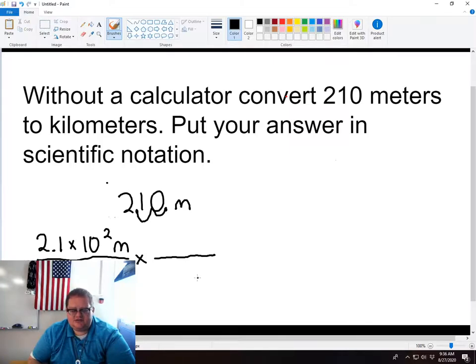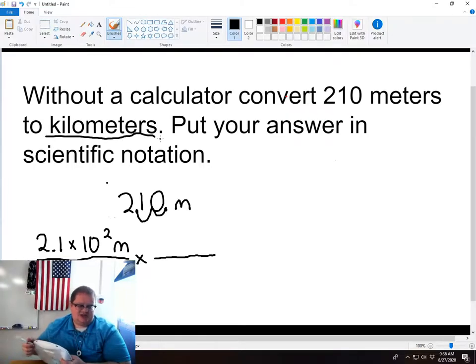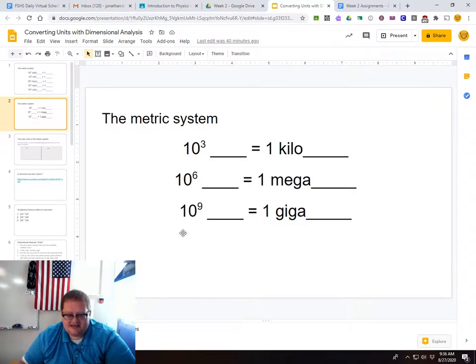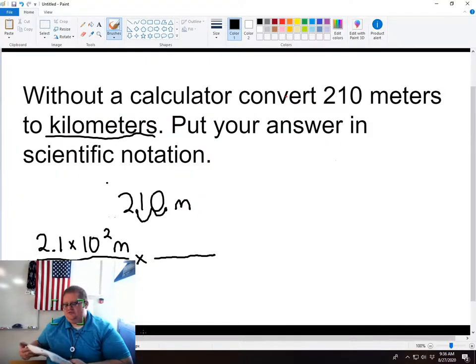Now this is where you need to reference those notes because we have meters, but we want kilometers. So we need to ask the question, do we know how to convert between meters and kilometers? And hopefully the answer is yes, because we have, I'm going to go back here, this conversion factor right here. It says 10 to the third blank equals 1 kilo blank. Of course, the blank this time is meter, right? That's our base unit. So really this says 10 to the third meters equals 1 kilometer. And I'm going to write that down here just so we have it for reference.